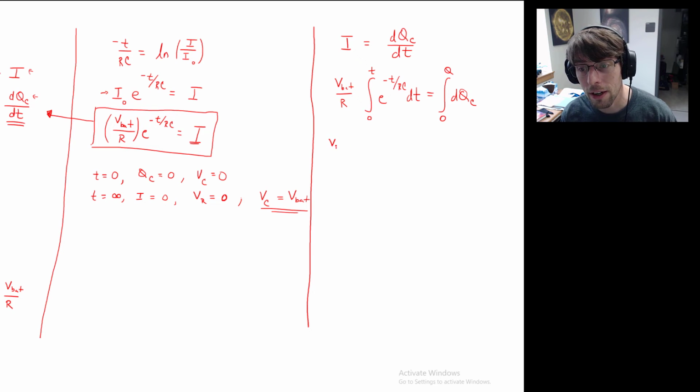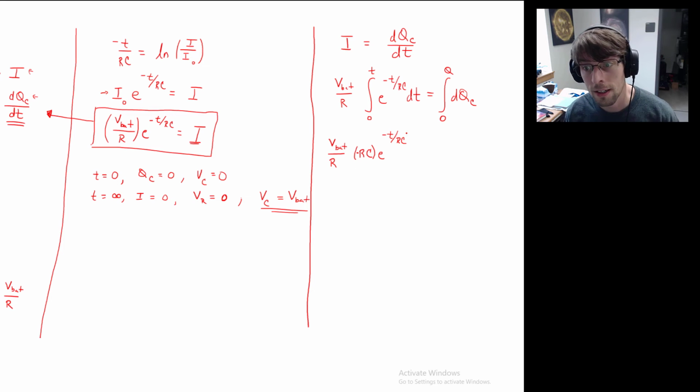Well, I'll go ahead. I'll say V bat over R. And because we're doing the integral, we need to have this RC and then e to the negative t over RC. Oops, excuse me, I forgot a negative sign. Put that negative sign in there.